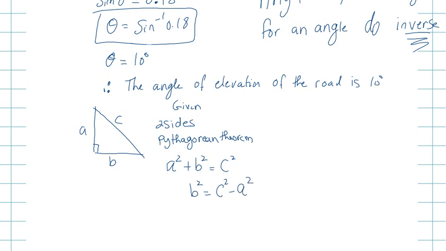If you're looking for a squared, what would your formula look like? A squared equals c squared minus b squared. There are no other ways that you can solve using the Pythagorean theorem. One of these three formulas.